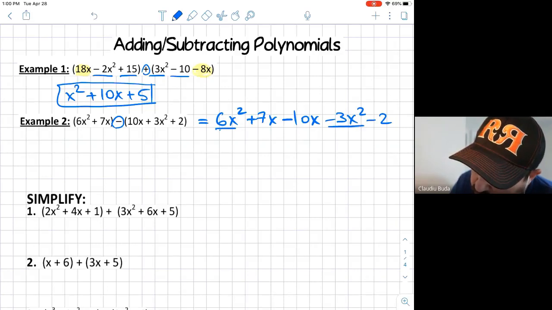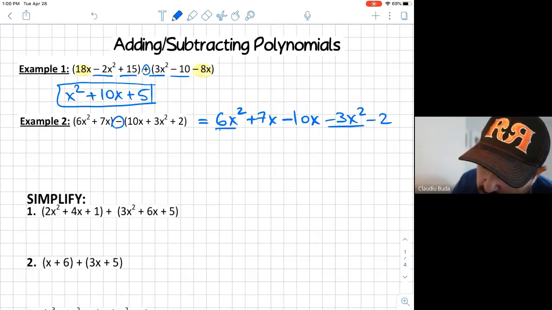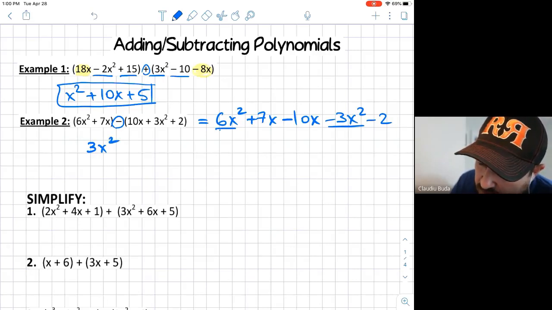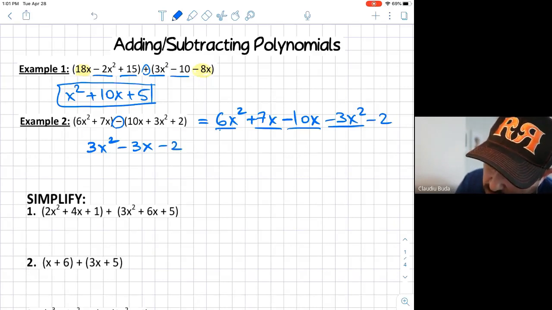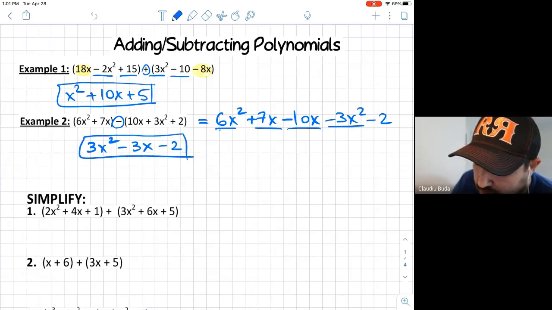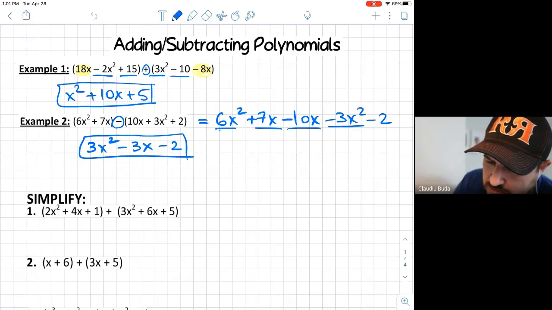So what do we have? 6x squared minus 3x squared, that is 3x squared. Then we have 7x minus 10x, that is negative 3x. And then negative 2 doesn't have a partner, so we're just going to write it like that. So 3x squared minus 3x minus 2 is the answer.